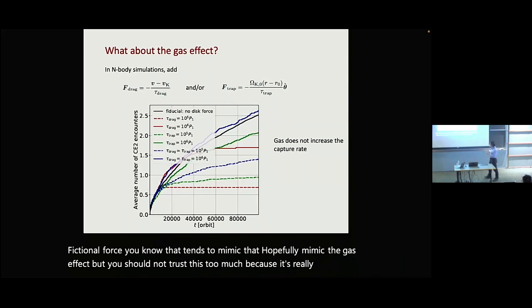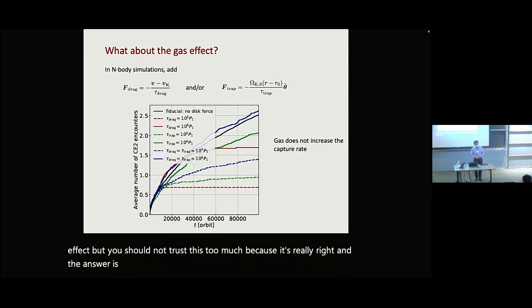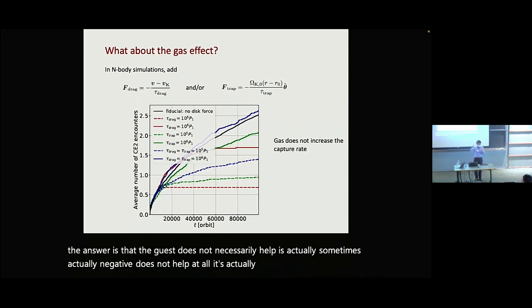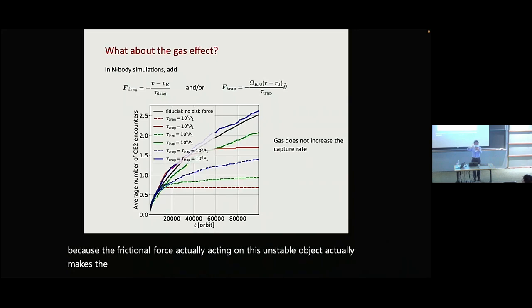And the answer is that the gas does not necessarily help. It's sometimes actually negative. It does not help at all. It actually diminishes the capture rate, because the frictional force acting on this unstable object makes the object separate and then become stable. So it does not necessarily help.